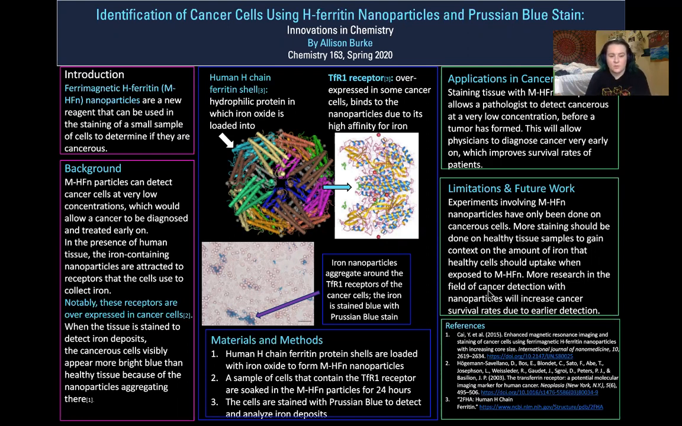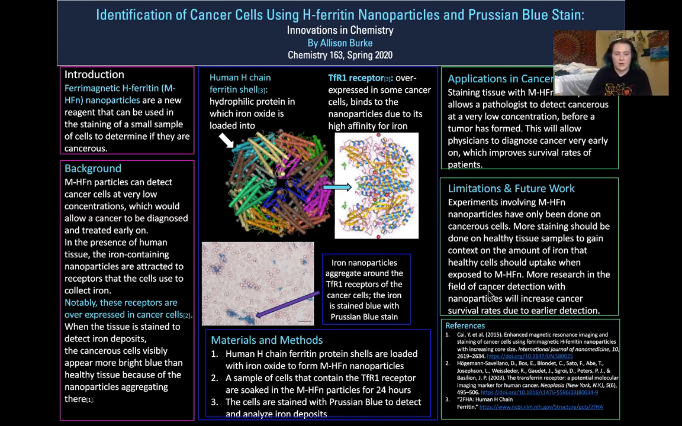And these particles can also detect cancerous cells at a very low concentration, so before a tumor has actually formed. That would allow a doctor to recognize a cancer before it has a tumor formed and before it's reached the blood supply, so it won't spread further, is the idea.